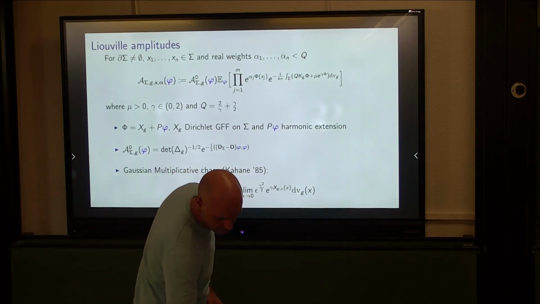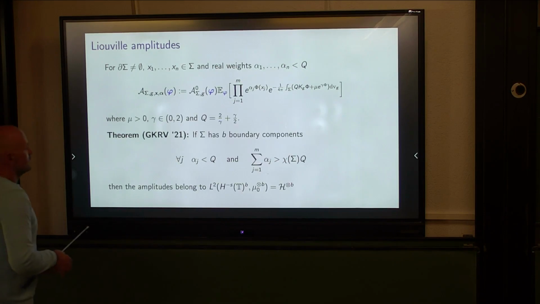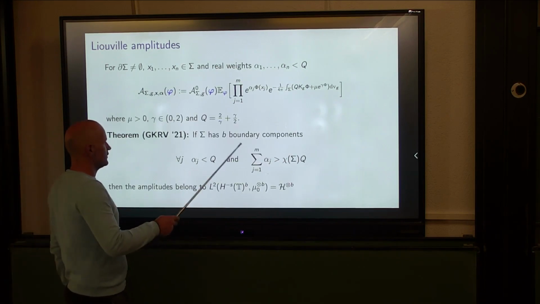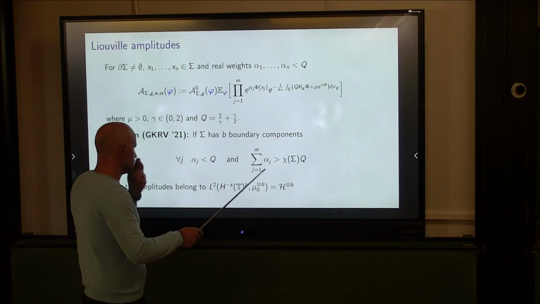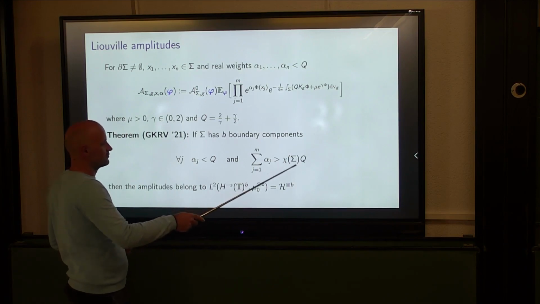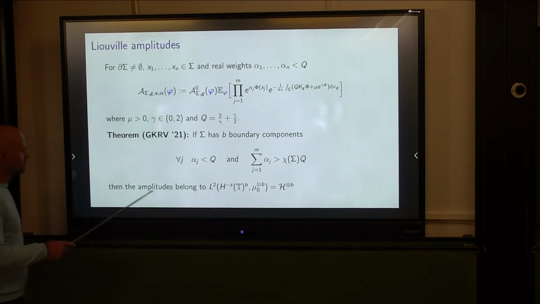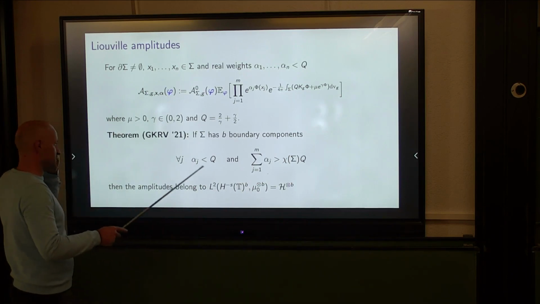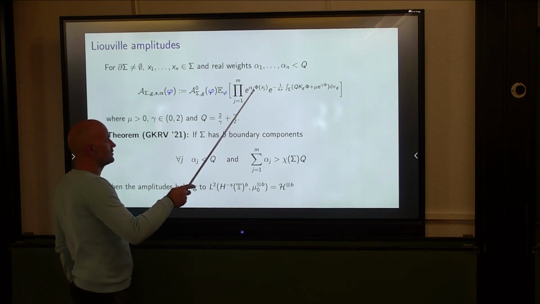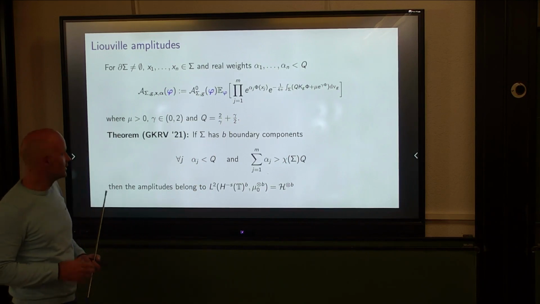Okay, so the theorem is that if your alpha j are not too big, meaning less than Q, okay, and if the sum of the alpha j is bigger than some constant here, you have the Euler characteristic of your surface times Q, then the amplitudes do belong to the tensor product of the Hilbert space. The reason why you have this condition here is that what makes this well defined is the Girsanov transform. In physics it's called the complete the square trick.